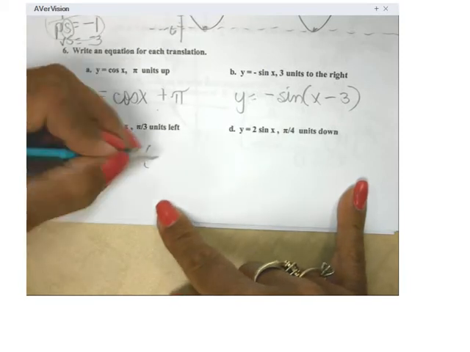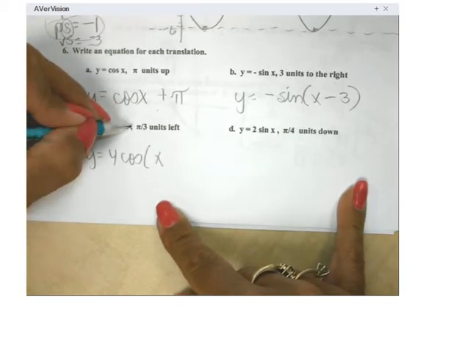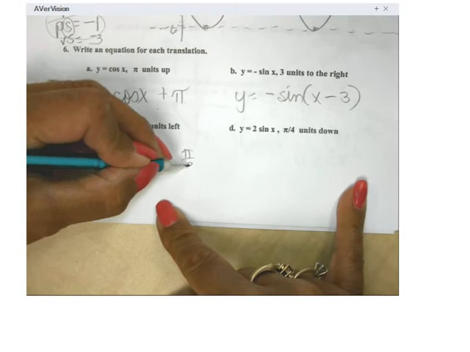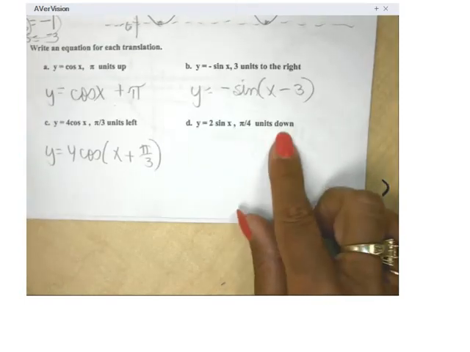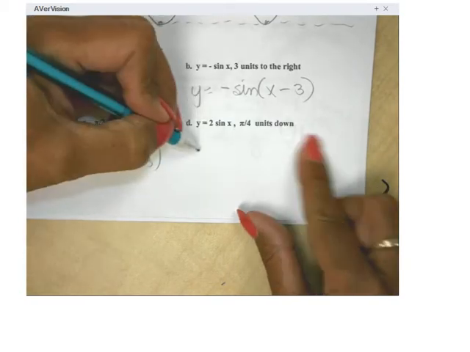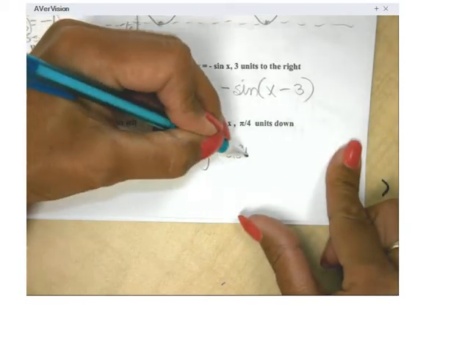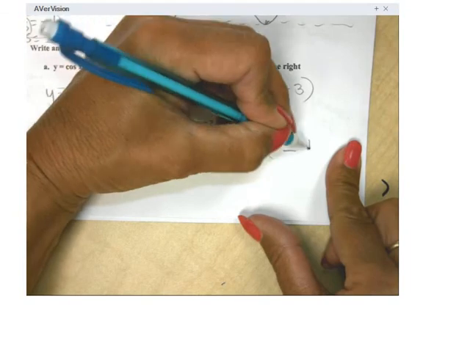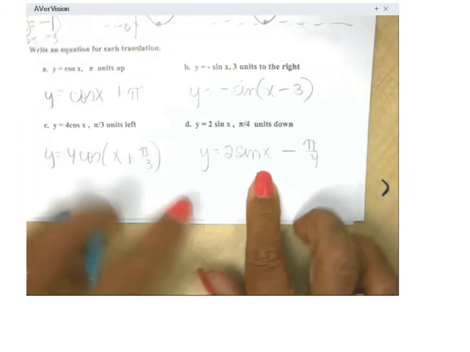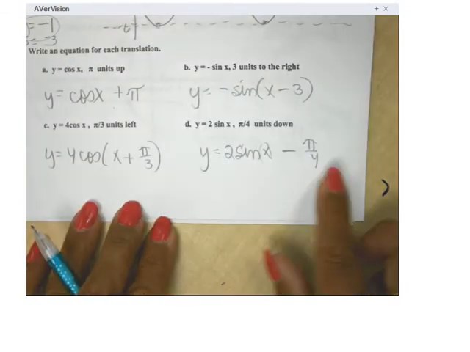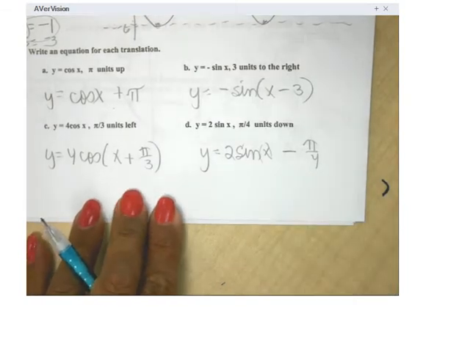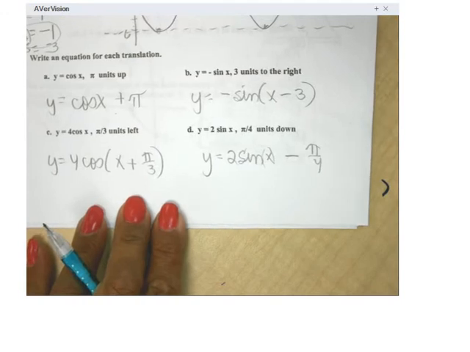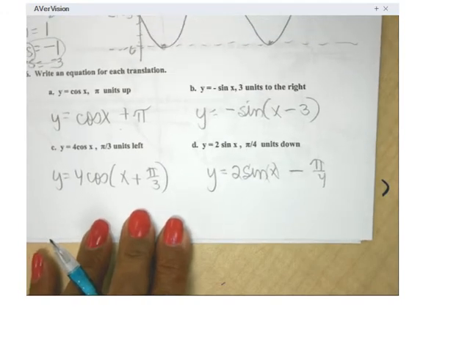I want it to go pi over 3 units left. I have to have parentheses. And to make it go left, there we go. And now I want it to go down pi over 4. Absolutely no parentheses unless you want to put them around that. But this pi over 4 is tagged down at the end.